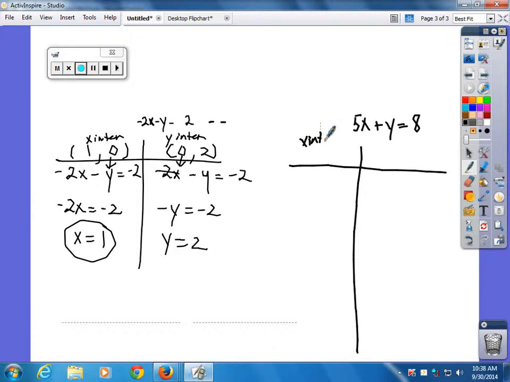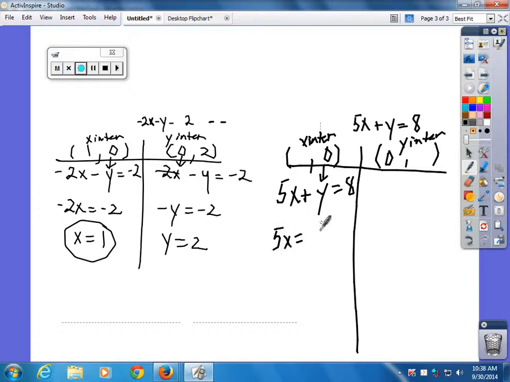For the x-intercept, put 0 for y. For the y-intercept, put 0 for x. Second line: 5x plus y is equal to 8. The y term goes out, so 5x is equal to 8, and x is equal to 8/5.